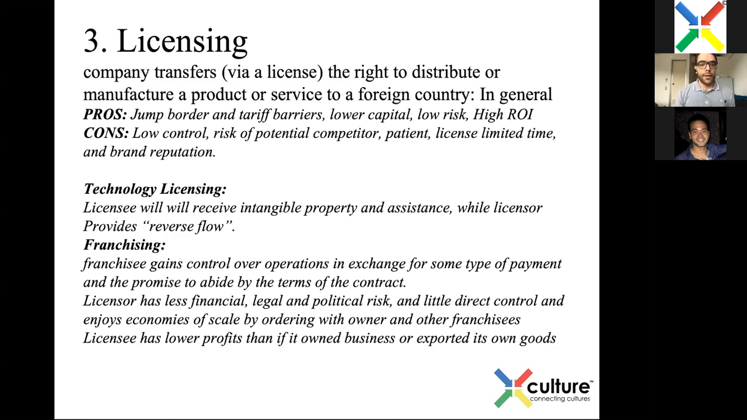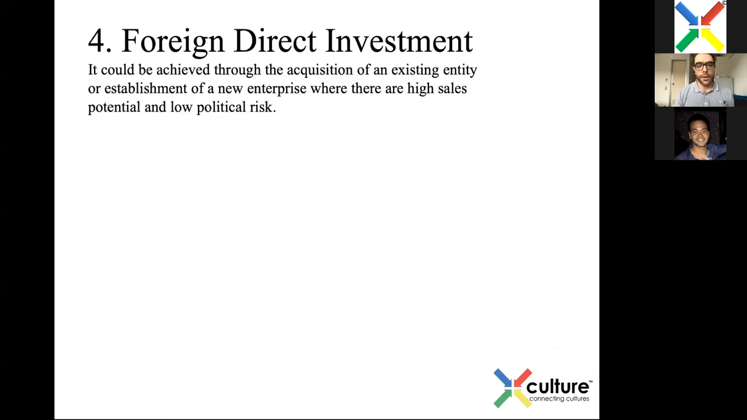The fourth entry mode is foreign direct investment. It happens when it could be achieved through the acquisition of an existing entity or establishment of a new enterprise where there is high sales potential and low political risks. So we could not say that we want to make a direct investment in a foreign country when we have a risk, whether political or financial, or the sales are not good enough to carry all these problems.